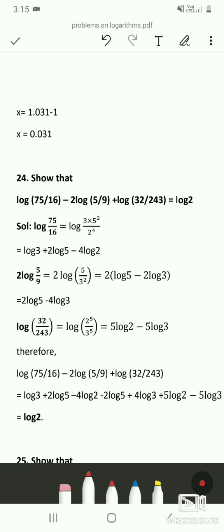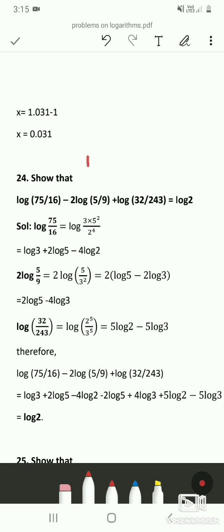So now using the laws of logarithm, simplify these terms. The first thing is, this is of the form m upon n. So using the second law and the first law, we will get it as log of 3 plus, using the third law, 2 into log 5 minus 4 into log 2. So all the first three laws are used.